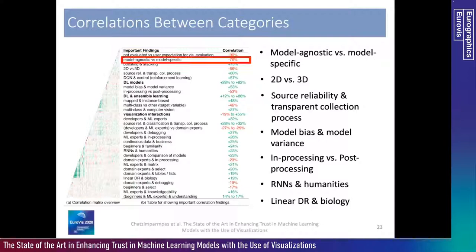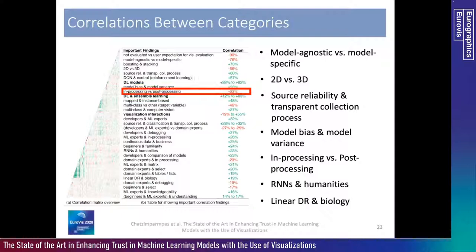For instance, model-agnostic techniques contradict model-specific techniques because they consider different visualization granularities for a given machine learning model. 2D and 3D oppose each other as typically only one of them exists in a visualization approach. When source reliability is taken into account and researched by scientists, then the transparent collection process is usually examined together. When model bias challenges are addressed by visualization, then model variance is another category that is addressed simultaneously. This statement can be supported by the well-known bias-variance trade-off, for example.